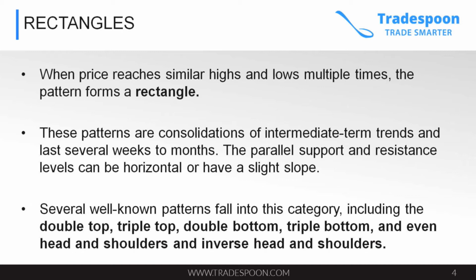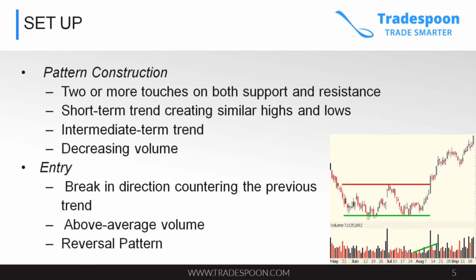The parallel support and resistance levels can be horizontal or have a slight slope. Several well-known patterns fall into this category. You probably heard about double top, triple top, head and shoulders, inverse head and shoulders. So let's take a look at some of these examples. So what is the setup?